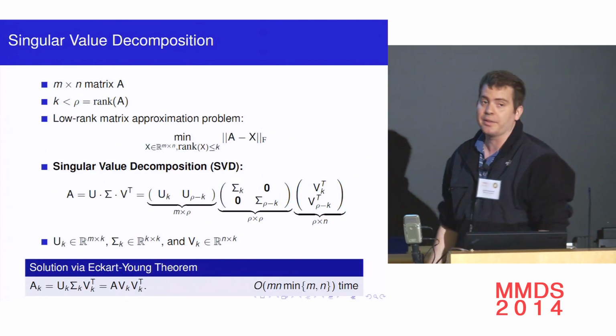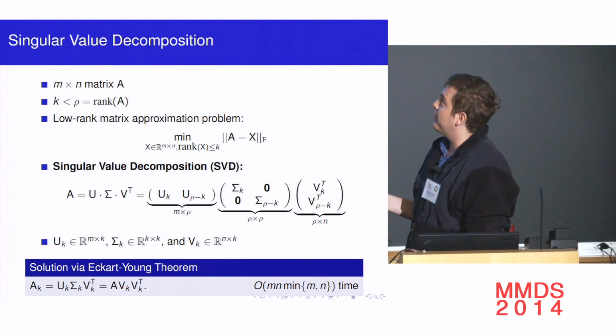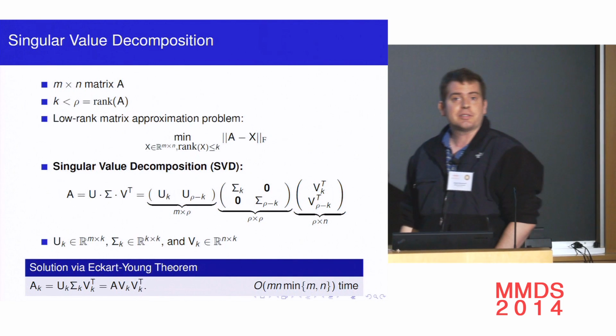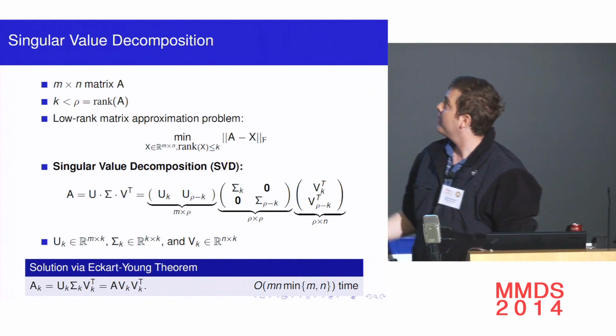So the goal of this talk is to discuss a certain kind of matrix factorization called the CUR matrix factorization. Let me first start off by introducing some notation by reviewing the singular value decomposition. So we're given an m by n matrix A, and we're given a rank parameter k, which is typically much less than the rank of A, which I'm denoting by rho.